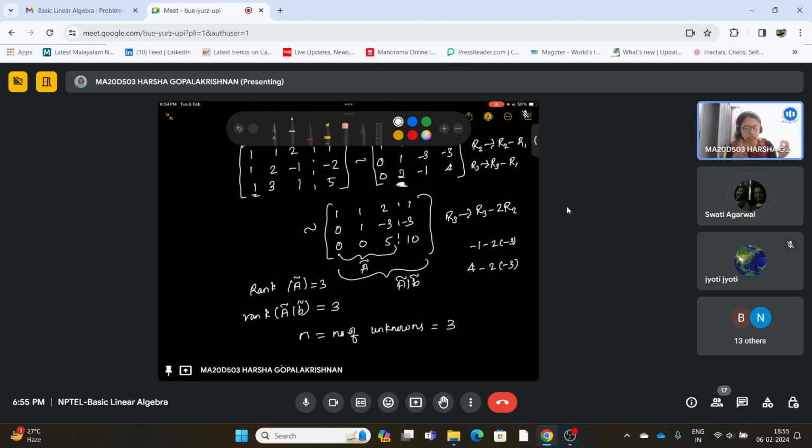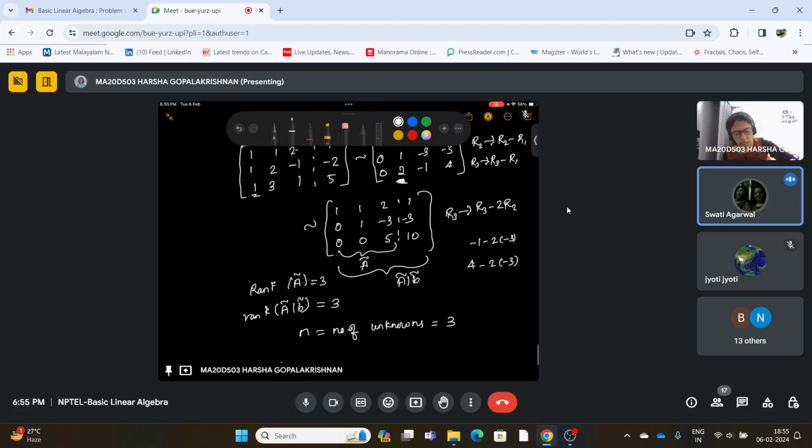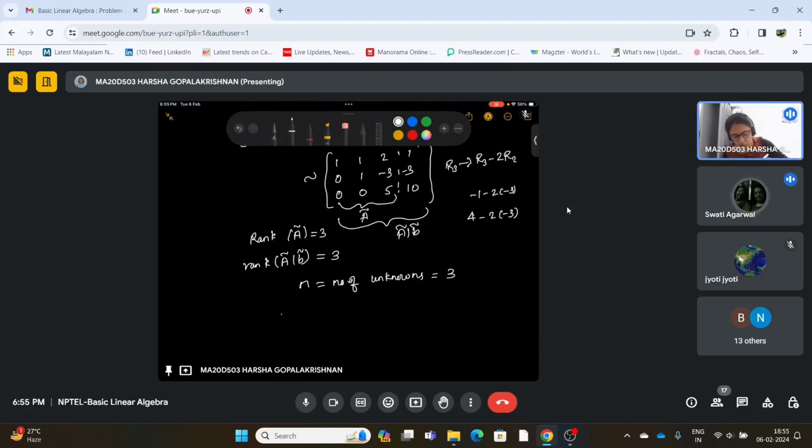So these 3 are equal. Rank of A bar B bar is equal to the number of unknowns. Then what does that mean? It has a unique solution. And we can find the solution easily from the last matrix. The last matrix says that 5C equals 10. Correct?